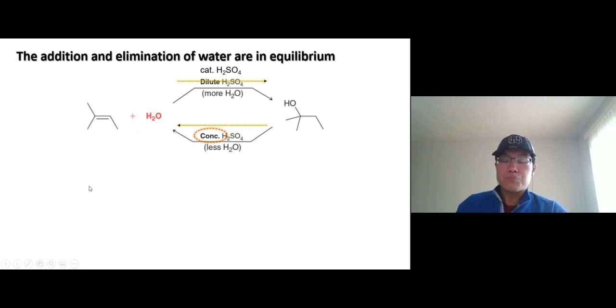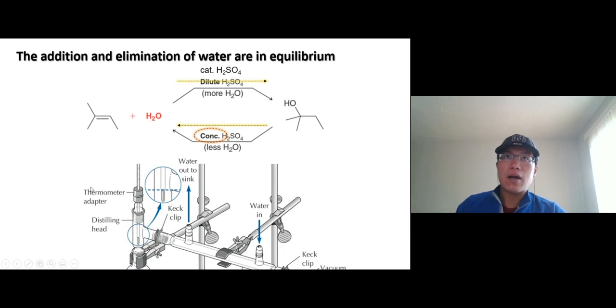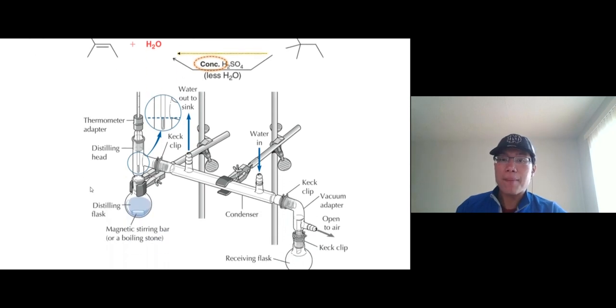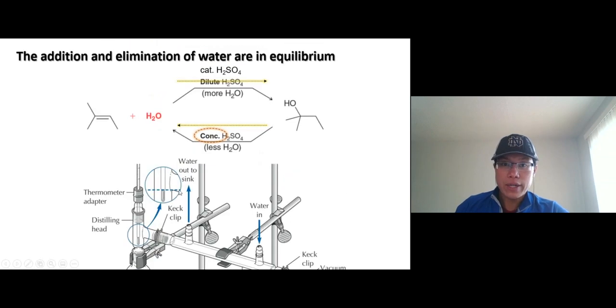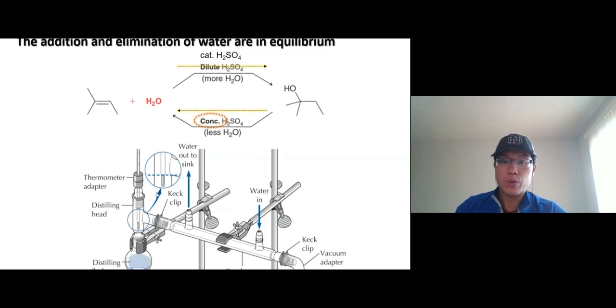All right. In an organic chemistry lab, you guys don't do it, but normally the students that I usually teach have to go to the lab and do it. So they will accomplish this transformation, go to the right and go back to the left, by doing distillation. Okay, I'll go back here real quick. So if you want to go to the right and make an alcohol from an alkene, this is what they're going to do.